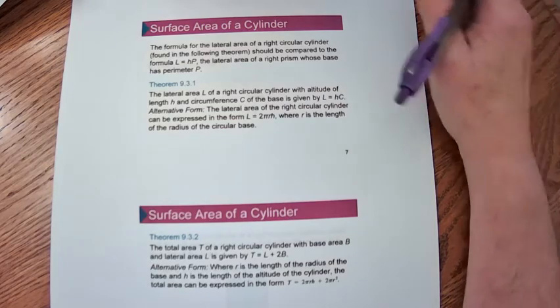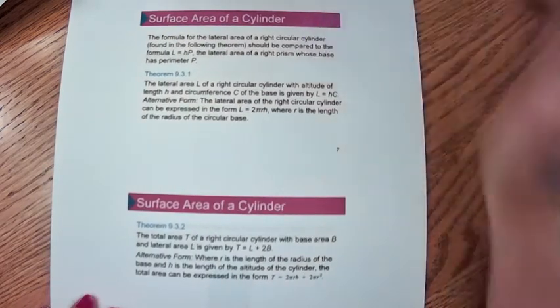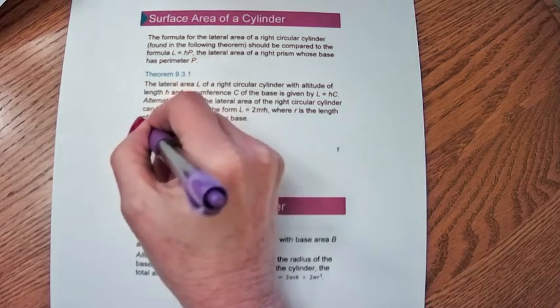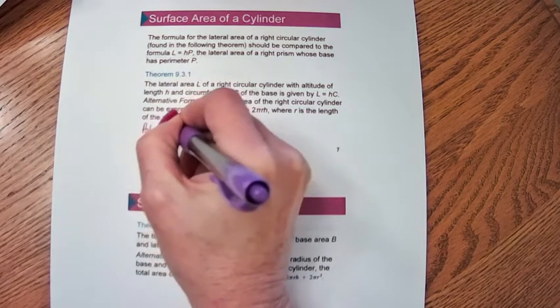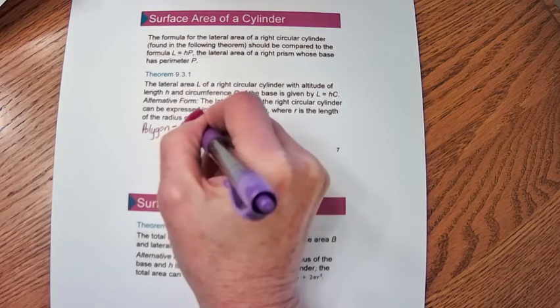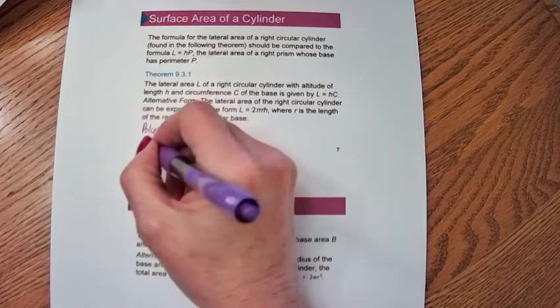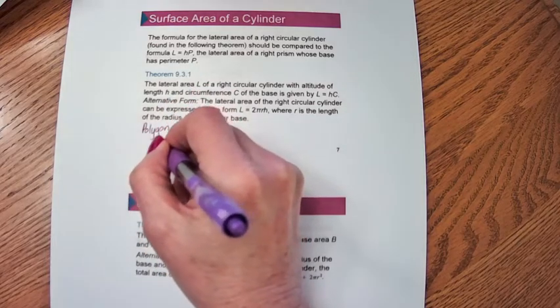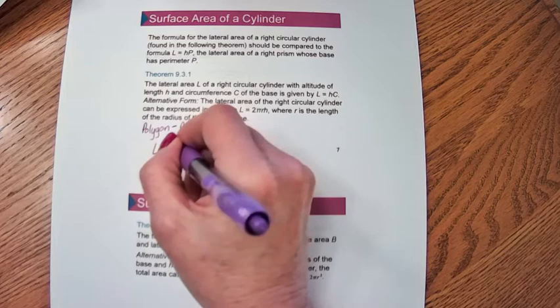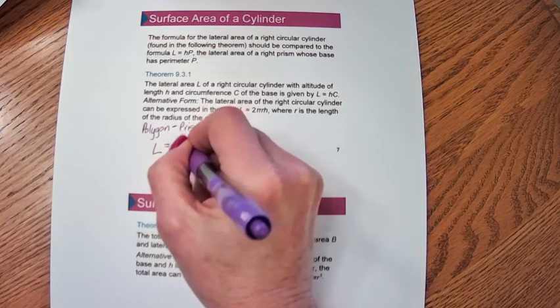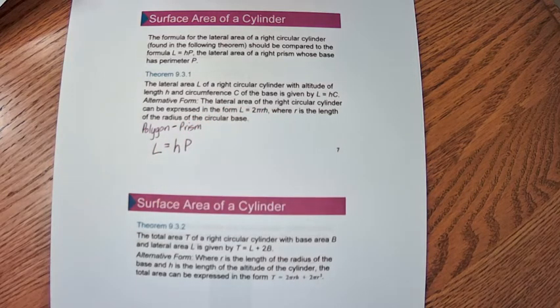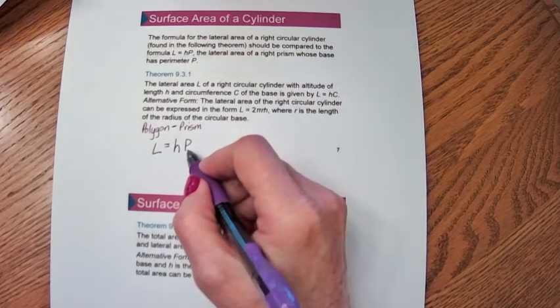So when we're talking about surface area, let's remember surface area of a prism, where the polygon is the base. The lateral surface area is equal to the height times the perimeter of the base. That's the perimeter of the square or the rectangle or the triangle or the pentagon, whatever the base is.